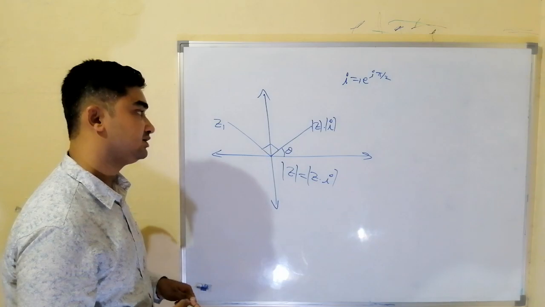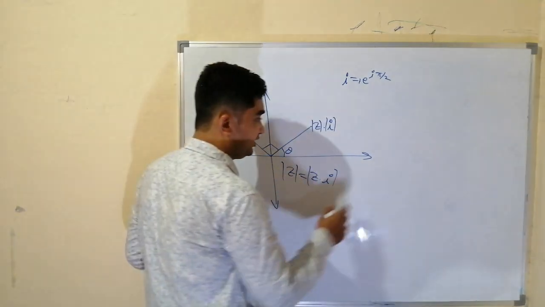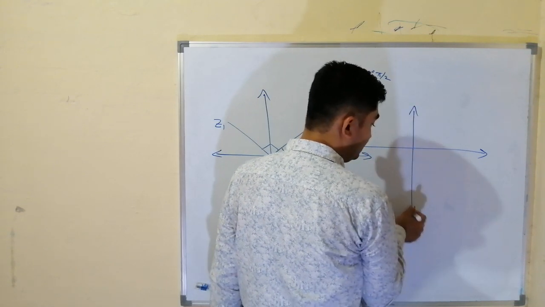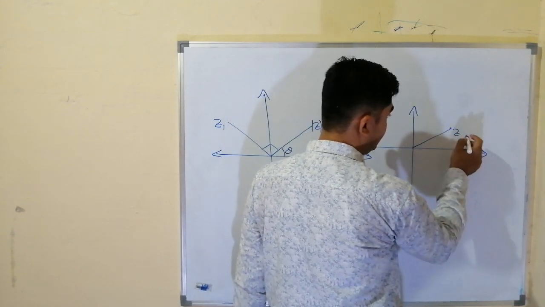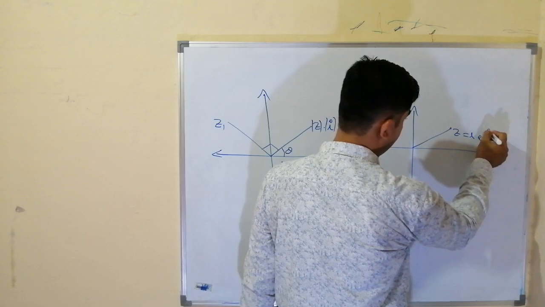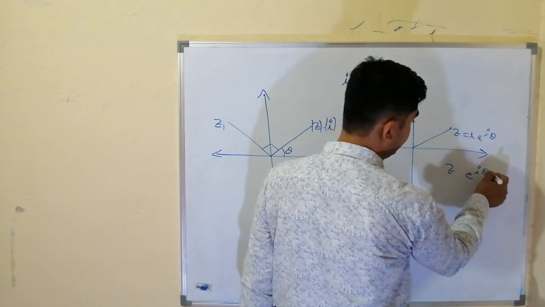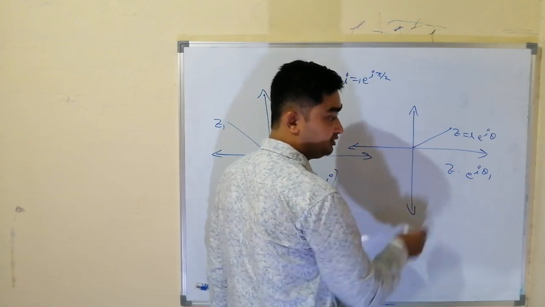Now, if we are multiplying with any other complex number, let us say this is z, which is r e power iota theta. Okay, we are multiplying z with e power iota theta 1. Then what will happen?